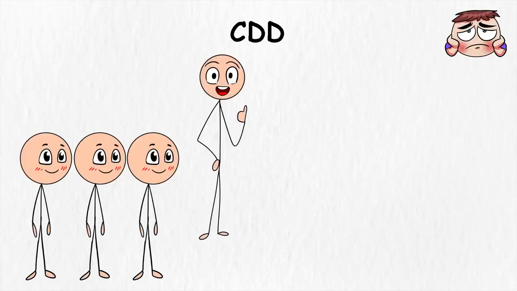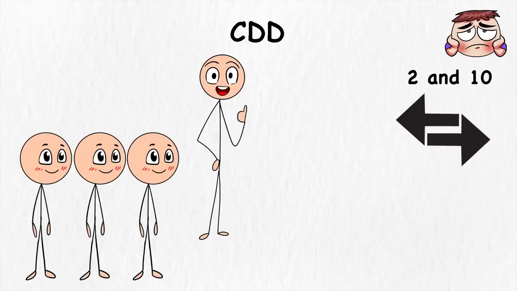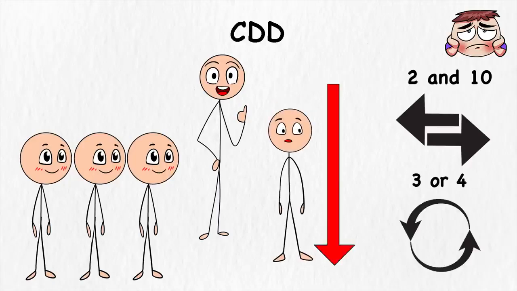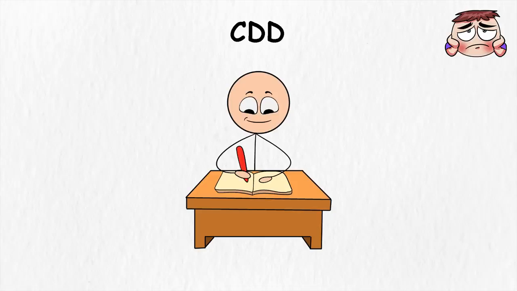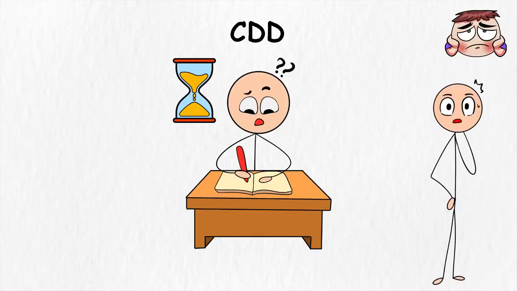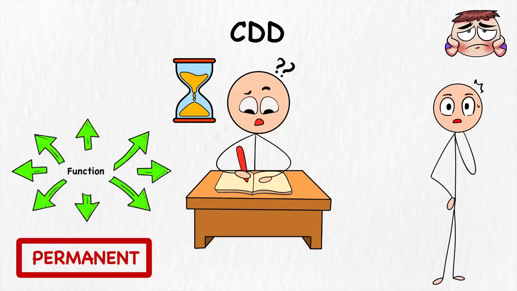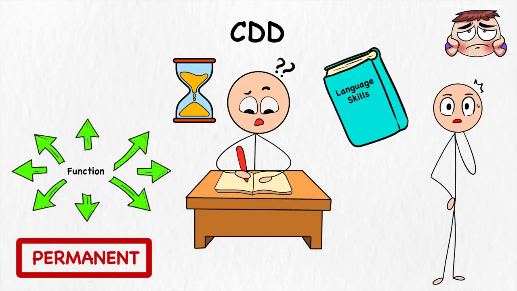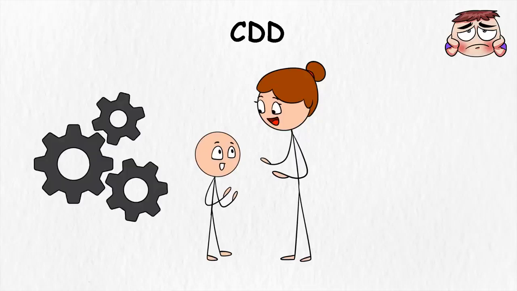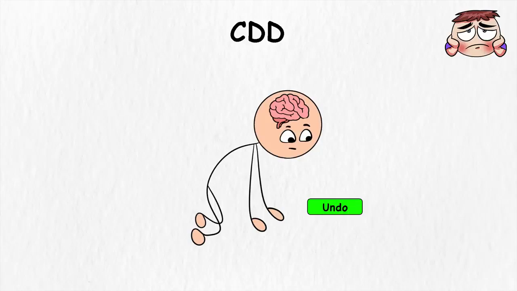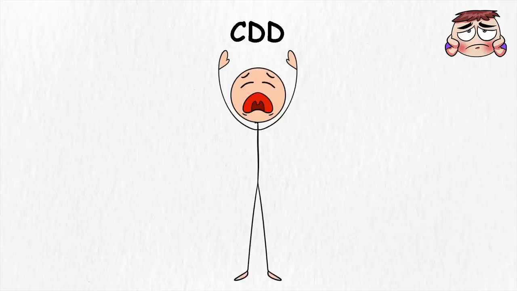Everything seems fine. Then, between the ages of about 2 and 10, usually around age 3 or 4, their development suddenly reverses. They start to lose skills they had already mastered. This isn't just a temporary setback or a quirky phase. It's a profound and often permanent regression in multiple areas of functioning, such as language skills, both speaking and understanding, social engagement, motor skills, and basic movements like running, drawing, feeding themselves. Imagine a child's brain hitting a sudden, terrifying undo button. That's what CDD looks like.